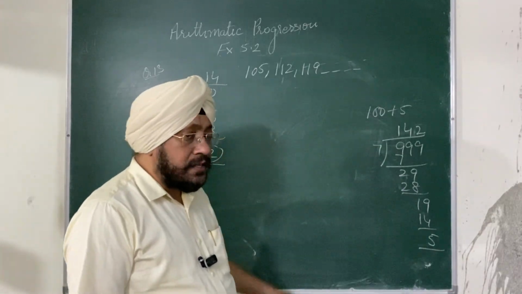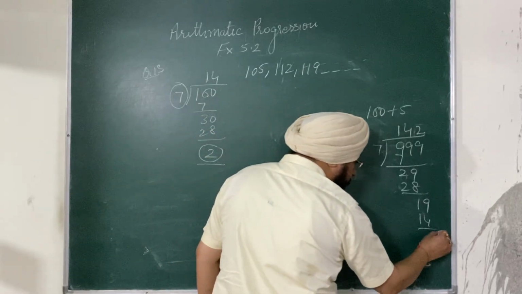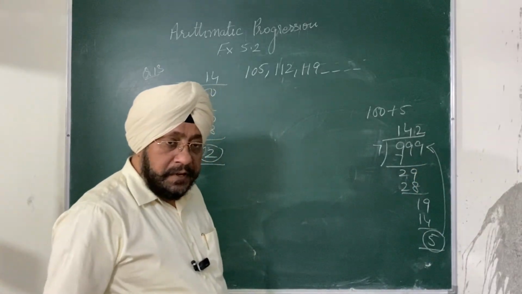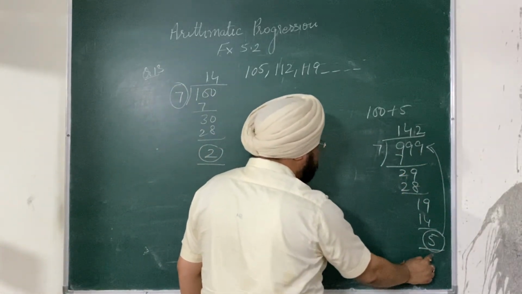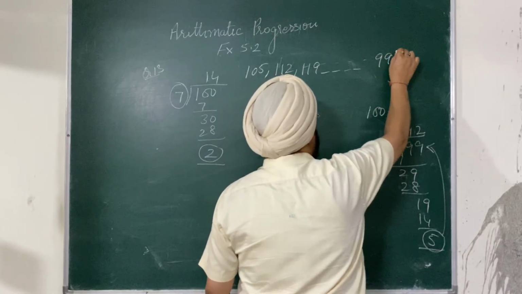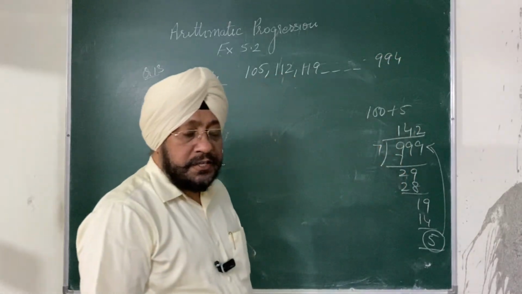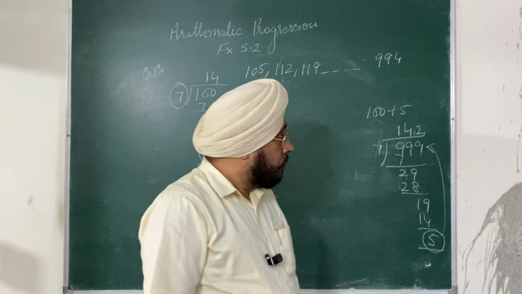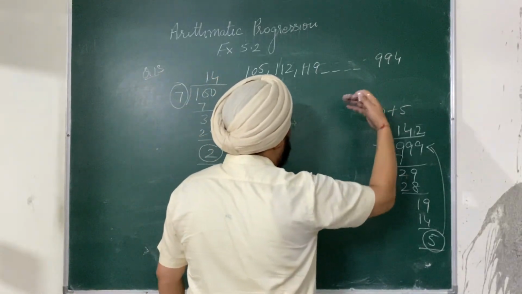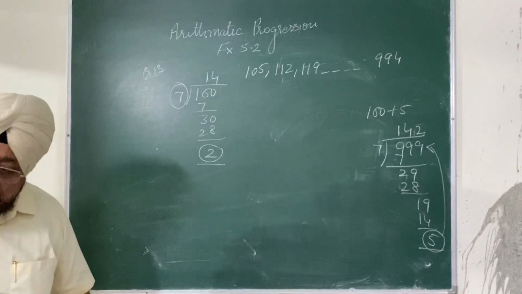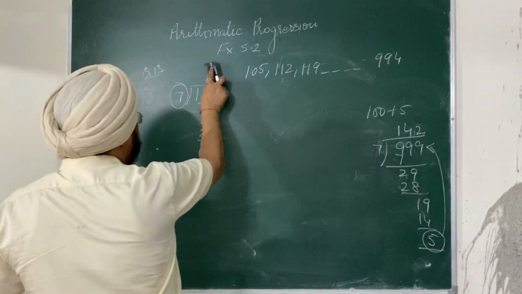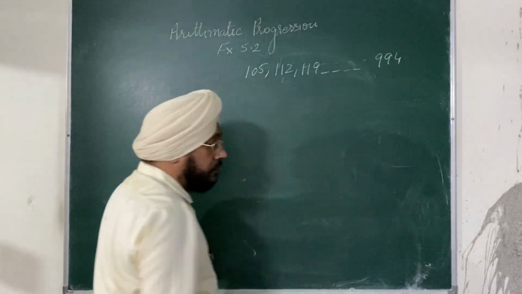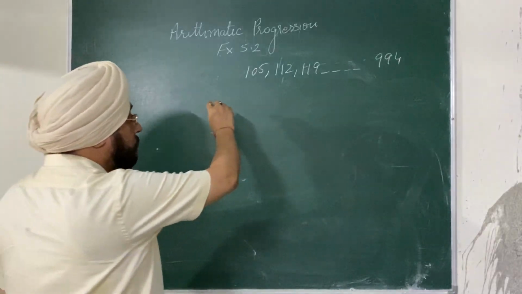So to find the last number, we always subtract the remainder from 999. It means 999 minus 5, we get 994, which will be the last term of this AP, which is exactly divisible by 7. So this is the AP we found. Now we have to find how many terms are there which are exactly divisible by 7. So this is the sequence we are having.